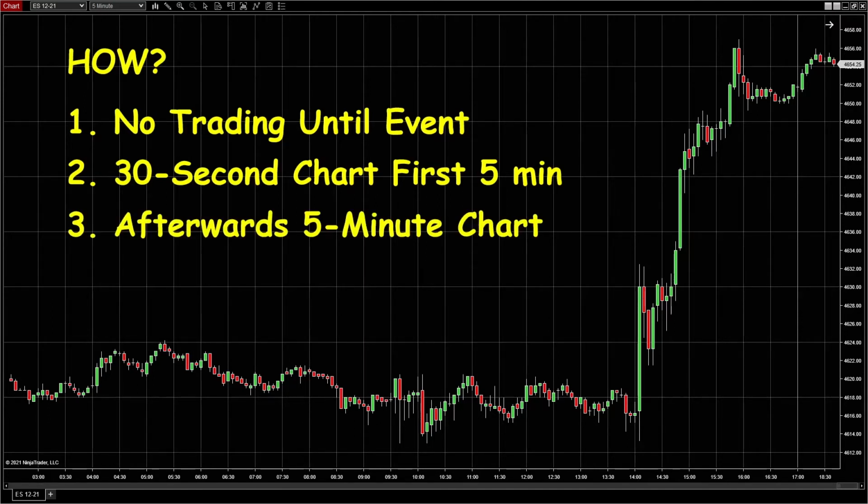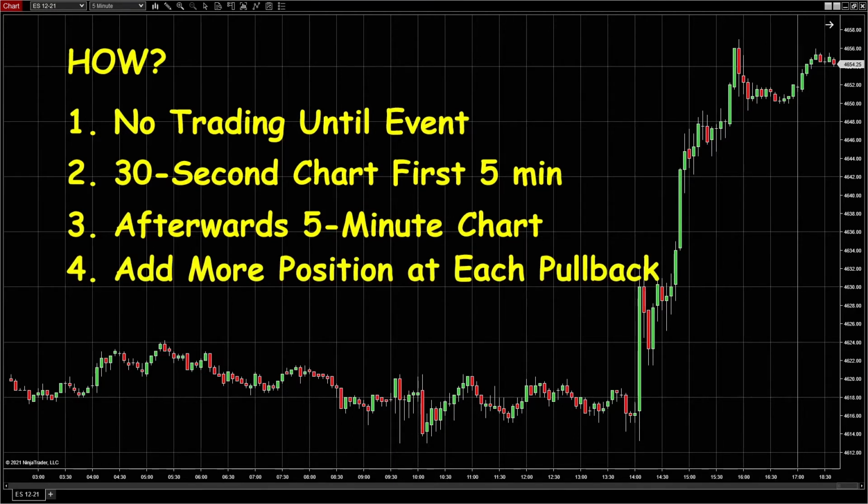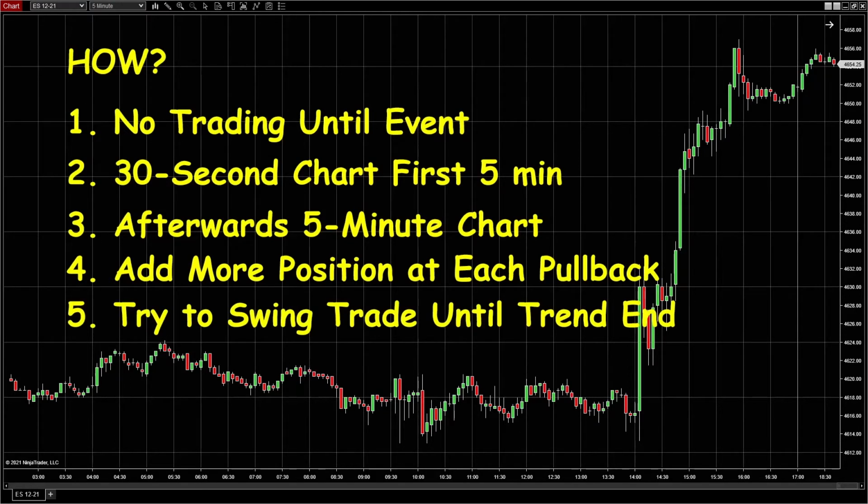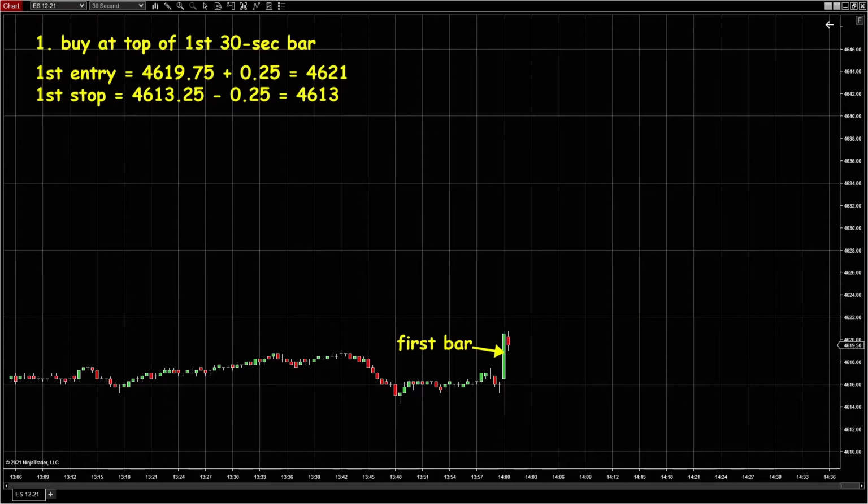Third, after the first 5 minutes, you can switch back to the 5-minute chart. However, if the market still moves super fast, you want to continue using the 30-second chart. Fourth, as the trend goes on, you can add more position on each pullback to take more profit. Fifth, try to swing your trade until the end of the trend. You can partially swing your trade or swing the whole position. Or if you're conservative, it's okay to just scalp and take your profit quickly. Now let me show you how to trade.